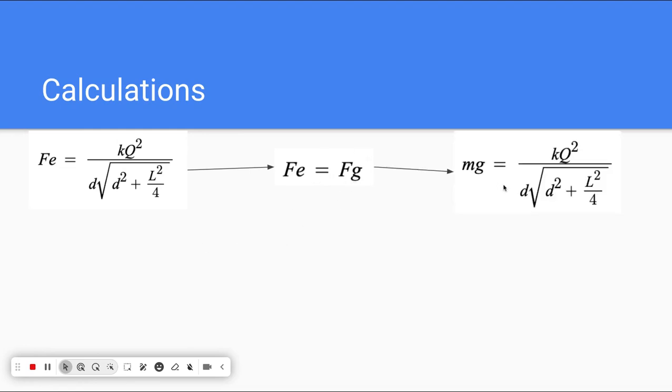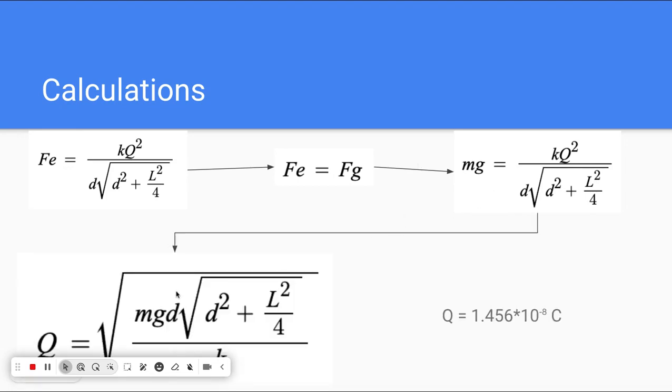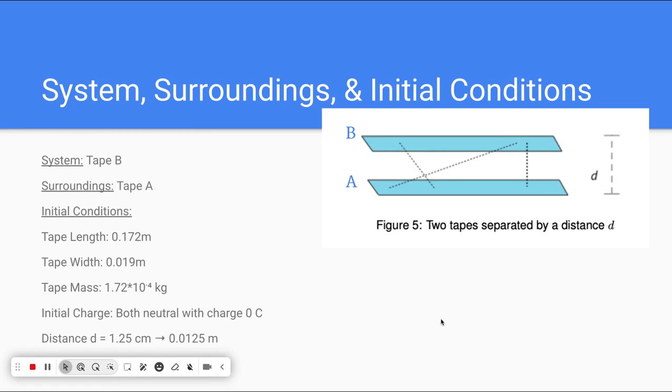So, quick calculations. We start with FE, as I mentioned previously, which is just E times Q. Then we know FE has to equal FG because the net force is zero, because acceleration is zero. So we get mg equals kq squared over d square root of d squared plus l squared over 4. Rearrange, solve for q, and then plug in the numbers. We get q equals 1.456 times 10 to the negative 8 coulombs, which is what we use in the code.